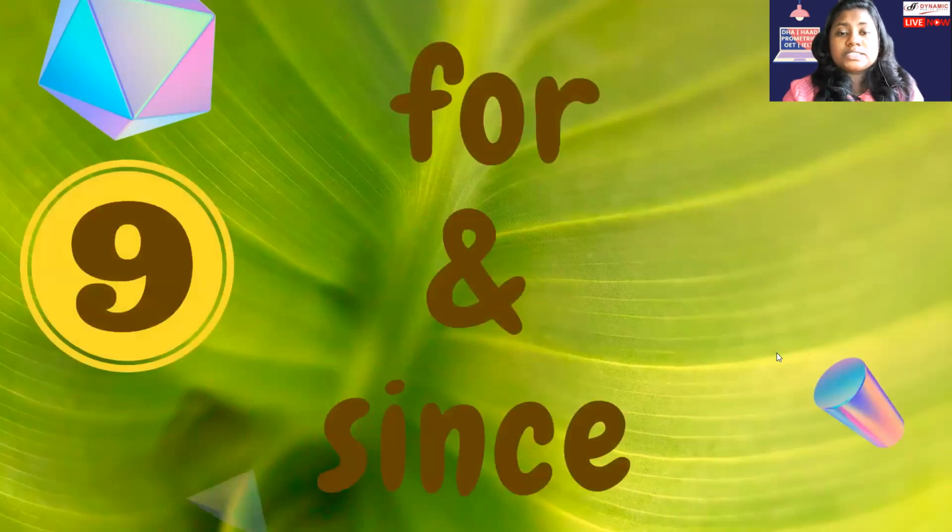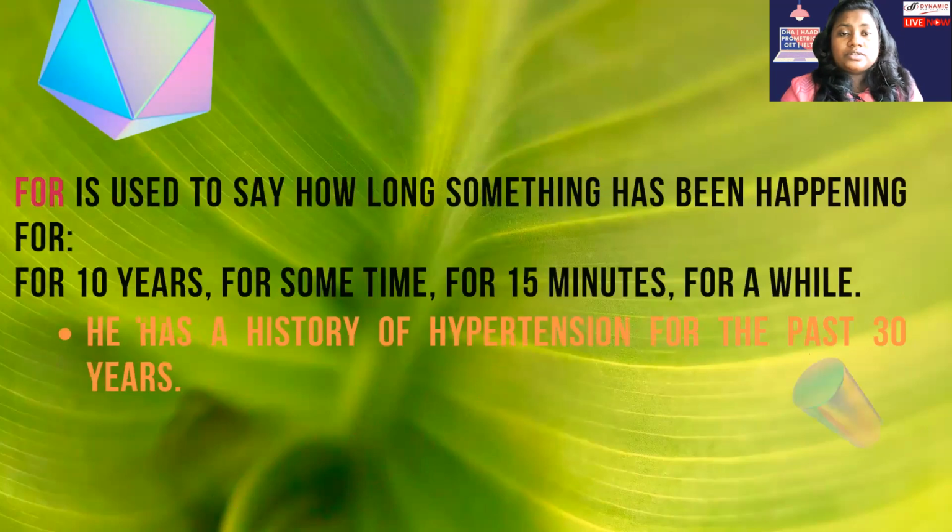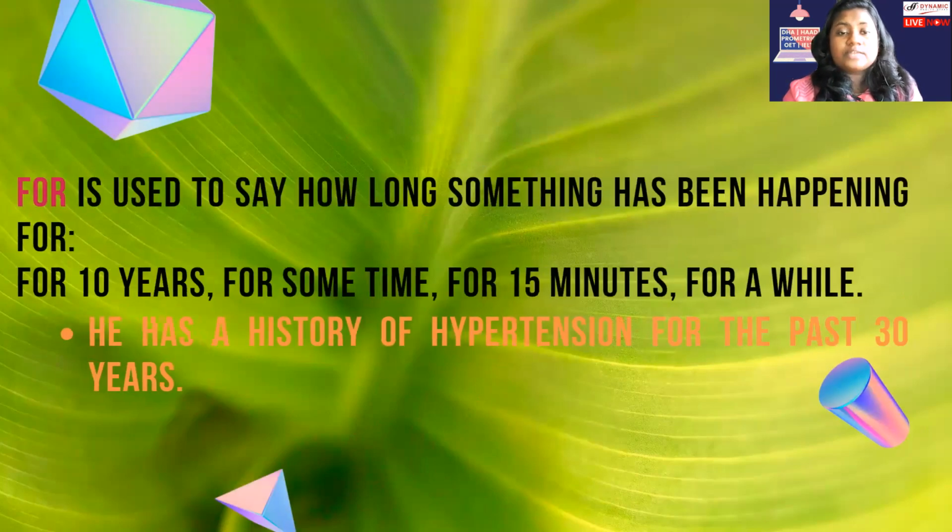The ninth mistake is with for and since. People make mistakes because they don't know where to use for and where to use since. So we can look at the usage, where exactly we are using for and since. For is always used to say how long something has been happening.